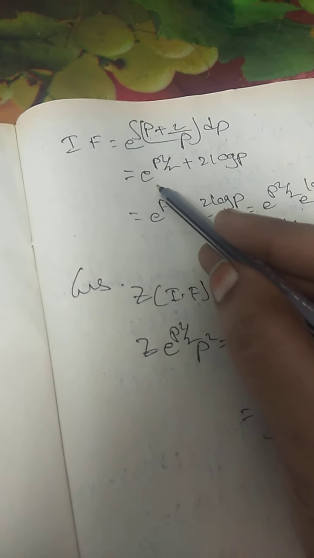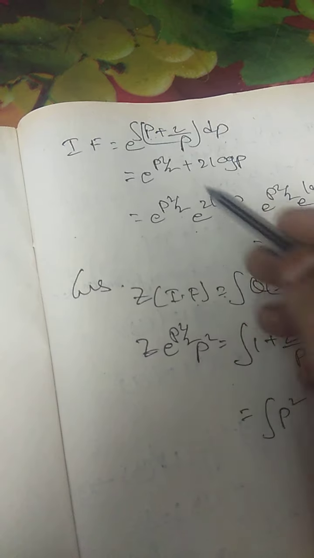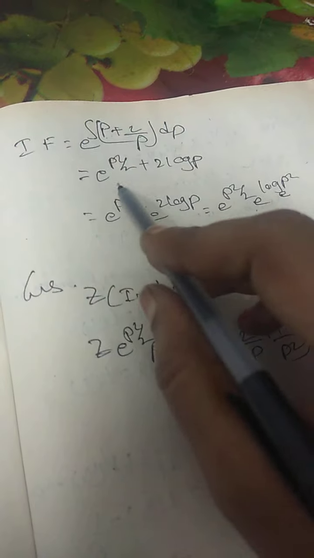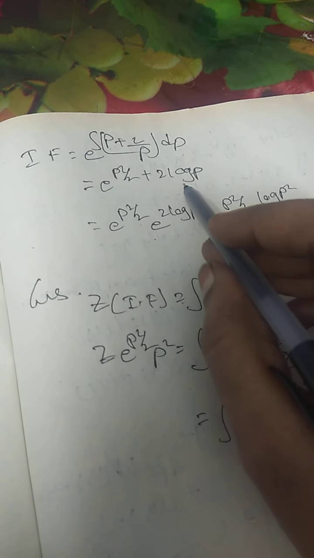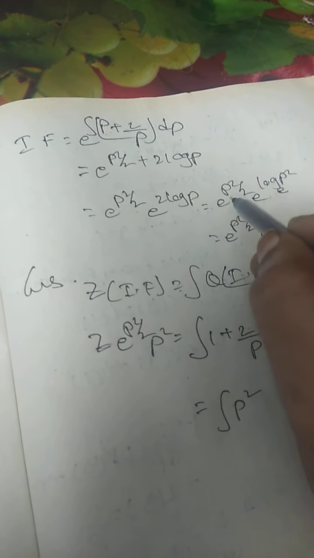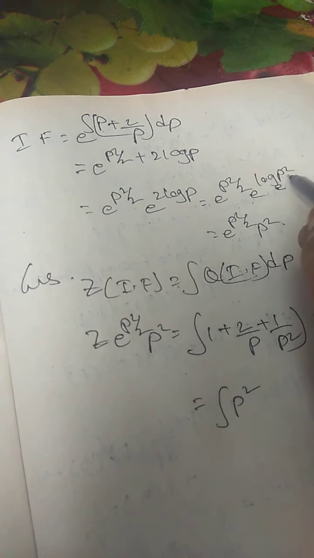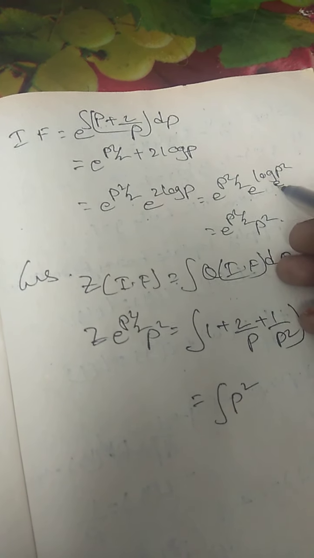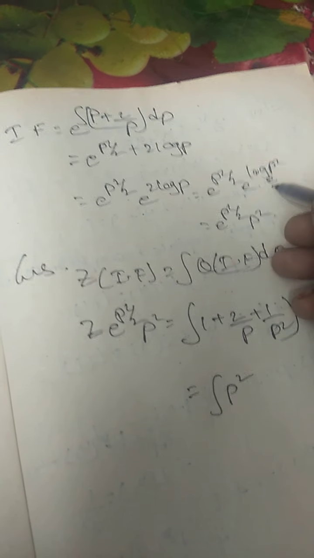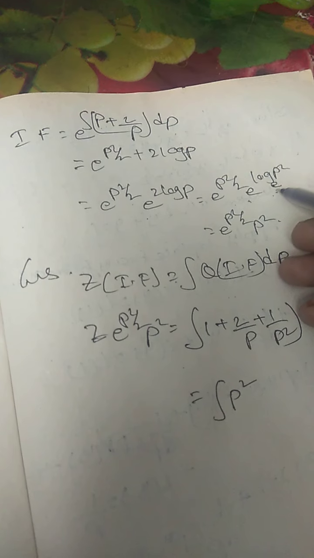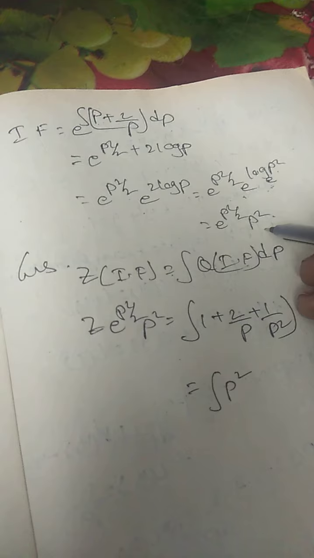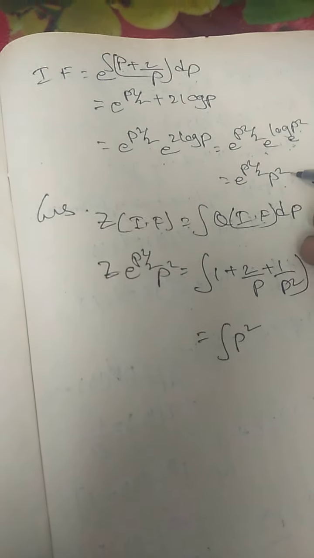So we are splitting into two functions: e power p square by 2 into e power 2 log p. When bases are the same we add the powers, and when powers are added, we can split the bases. So that is e power p square by 2 into e power log p square, base e. Whenever the log has base e and the exponent base is also e, these bases coincide, and we get only the p square value. So e power p square by 2 into p square. So we have calculated the integrating factor.